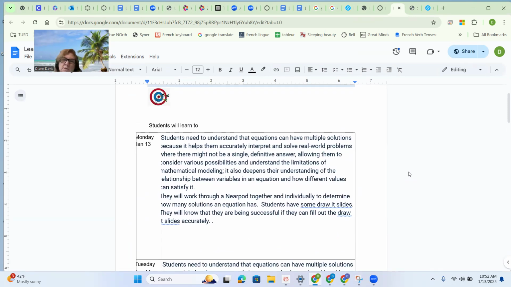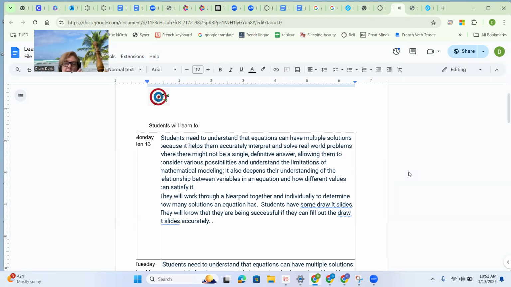Students need to understand that equations can have multiple solutions because it helps them accurately interpret and solve real world problems where there might not be a single definitive answer, allowing them to consider various possibilities and understand the limitations of mathematical modeling. It also helps deepen their understanding of the relationship between variables in an equation and how different values can satisfy it.